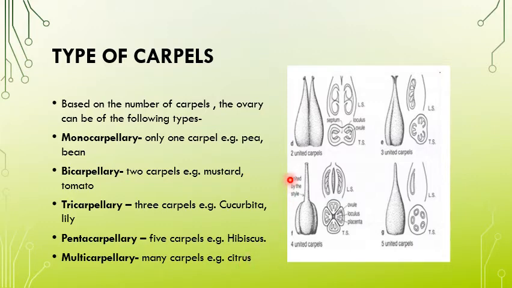So here you can see two united carpels. Then there are three, the example is cucurbita, and that is the example of your tomato or mustard. Then this is tetra, that is a united carpel, and this is your penta, that is five carpels.